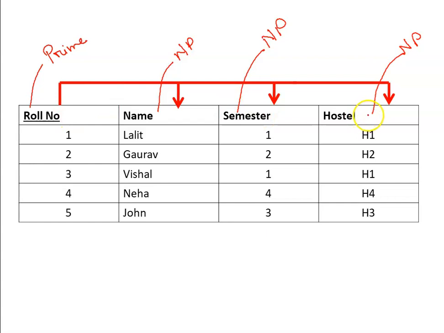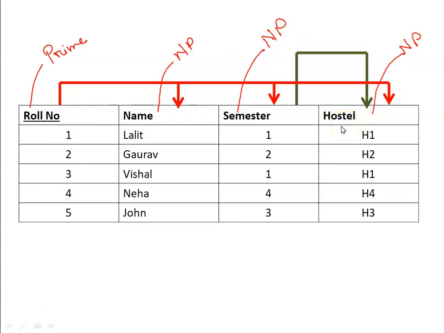Very obvious. But if you look carefully, the hostel name is dependent upon the semester. So the name of the hostel is based upon the semester. If it is H1, it means semester 1. H2 means semester 2. H4 means semester 4. And H3 means semester 3. That means to know the name of the hostel, just the semester is sufficient. So there is some transitivity over here. The transitivity is something like this: if you know the roll number, you know the semester. And if you know the semester, you know the hostel.